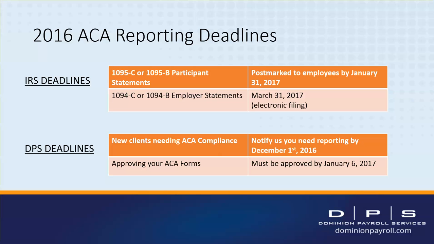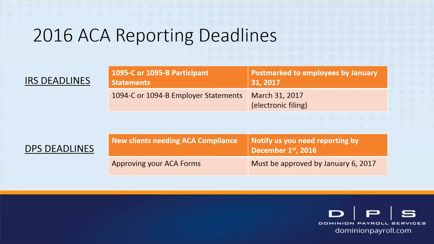And so DPS came up with two important deadlines for our clients, and they're really built off of what the IRS deadlines are. And these deadlines come with the goal of helping your reporting go smoothly for you. The first deadline we have relates to our new clients. New clients who we have never done ACA for, who maybe you became an ALE this year, or maybe you decide you want to do reporting with us this year. Please let us know and notify us by December 1st, 2016 that you need us to do your reporting.